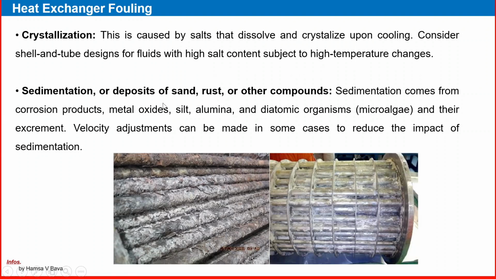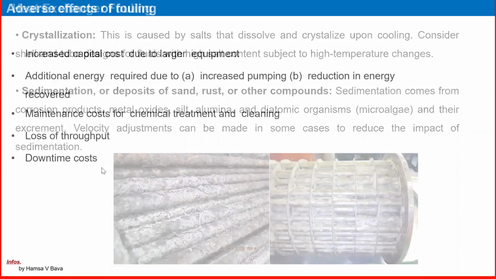Sedimentation is the deposit of sand, rust and other compounds in the heat exchanger. Sedimentation comes from corrosion products, metal oxide, silt, alumina and diatomic organisms like microalgae, and their excrement. Velocity adjustment can be made in some cases to reduce the impact of sedimentation.